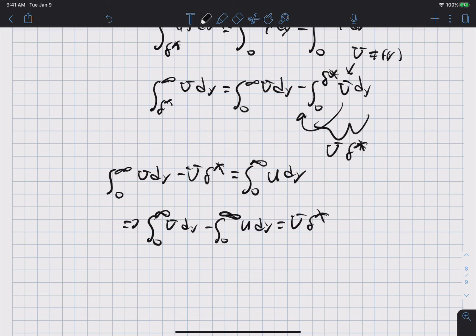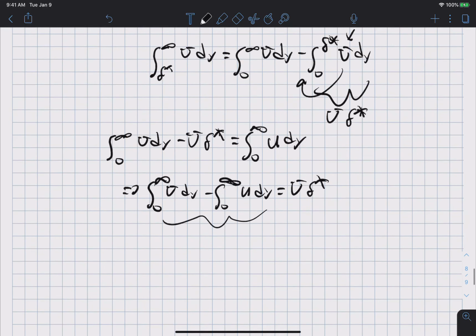Well, these two integrals have the same bounds, so I can combine them, and then I'll divide both sides by cap U. Then delta star will equal the integral from 0 to infinity of 1 minus u over cap U dy.